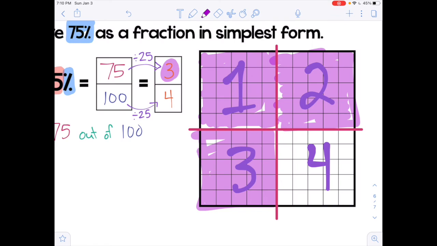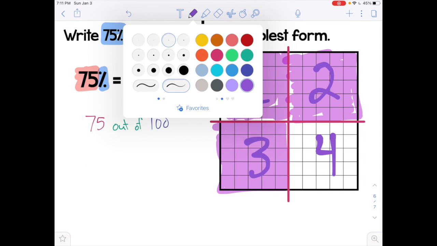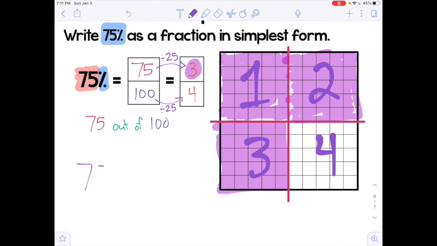So yes, I could have just colored in 75 of them right away, but if I just color in 75, I have trouble seeing that it's really the fraction 3/4, right? So this way, if I can simplify it to 3/4, now I can see that 75% is in fact equivalent to 3/4. 75%, let's try one more time, 75% is the same as the fraction 3/4.